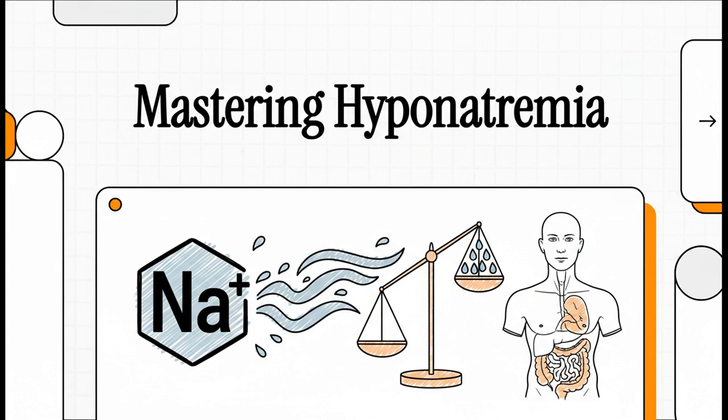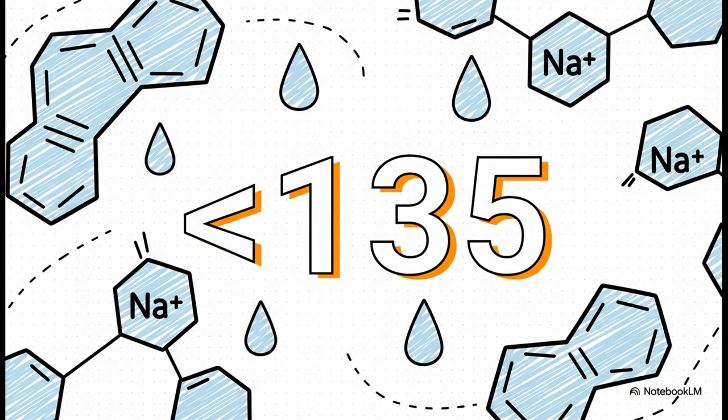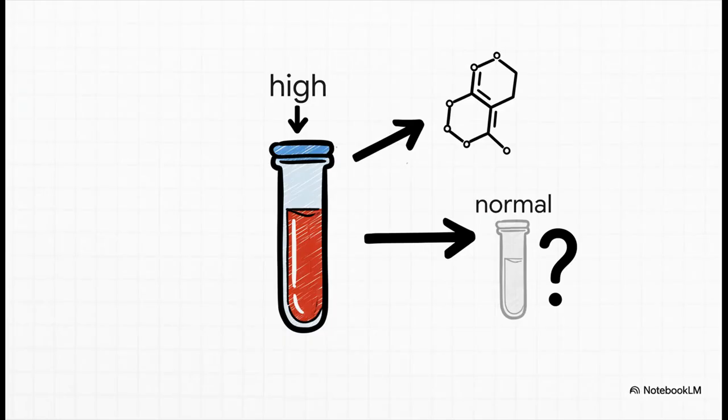Pay attention. Hyponatremia is defined as serum sodium below 135 milliequivalents per liter. It is the single most common electrolyte abnormality you will encounter in hospitalized patients. A systematic approach is not a suggestion, it is mandatory. Your first move, your absolute first step, check serum osmolarity. This is how you differentiate true hypotonic hyponatremia from the imposters.